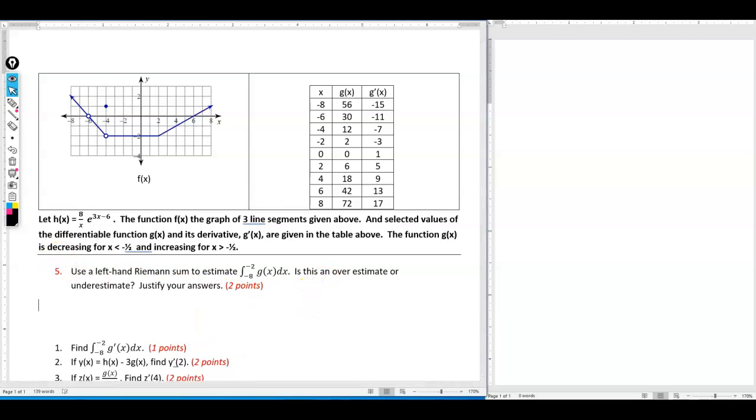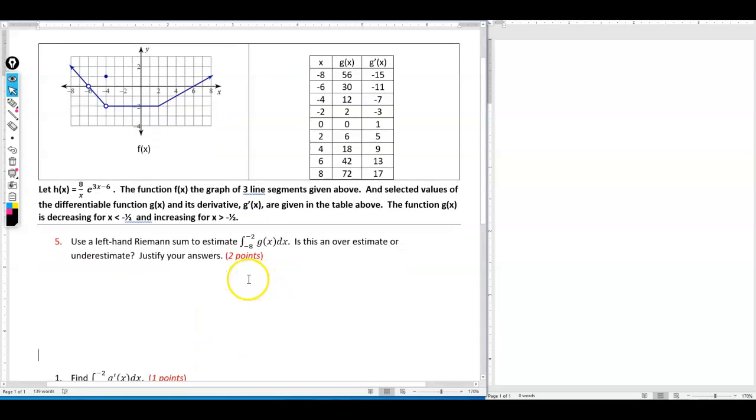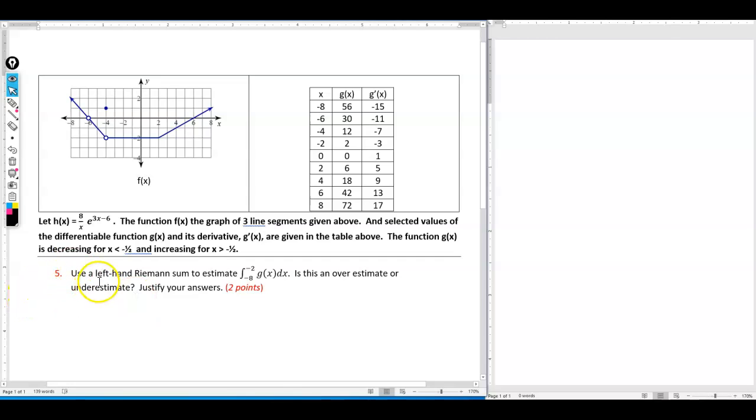Number 5. Okay. Number 5 says use a left-hand Riemann sum to estimate this. Is this an overestimate or an underestimate? I think I forgot to put something in here. Use a left-hand Riemann sum using 3 subintervals is what I meant to put to estimate this. And the question was, is this an overestimate or an underestimate?